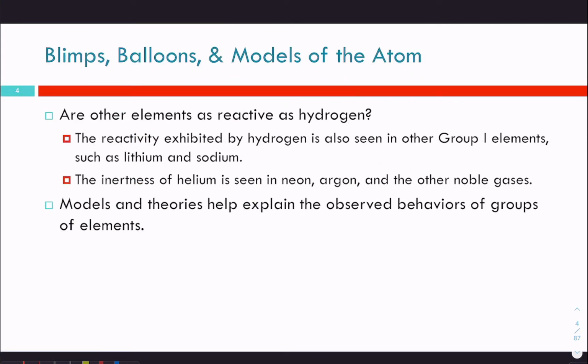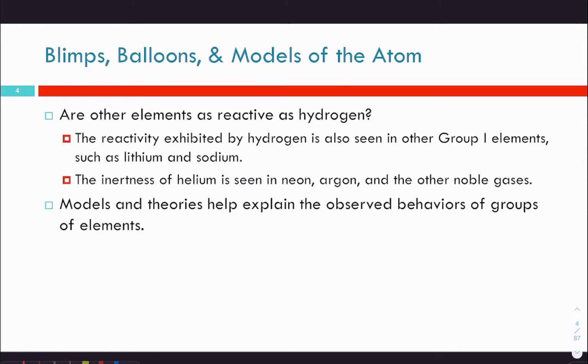So are other elements as reactive as hydrogen? Yes, also the other group 1 elements. We talked about the periodic table and how it is fairly remarkable that when it's arranged this way, it has trends, right? So everything in group 1 is highly reactive. Group 2 is also reactive. And then helium is in the column with the noble gases, which were all non-reactive. So these models and theories help explain the observed behaviors of groups of elements.